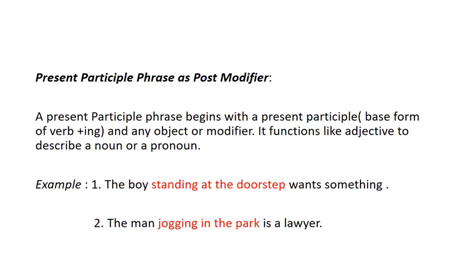Here are two examples of present participle phrase as post modifier. Number one, the boy standing at the doorstep wants something. Number two, the man jogging in the park is a lawyer. In both the sentences, there are present participle phrases. Number one, standing at the doorstep. This phrase is used after the noun phrase the boy to give some specific information about the boy. In the second sentence, jogging in the park, this present participle phrase is used after the noun phrase the man to give some extra information about the man. So these two present participle phrases are used as post modifiers of the noun phrases the boy and the man.